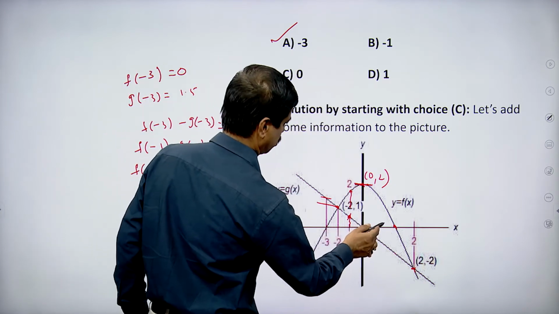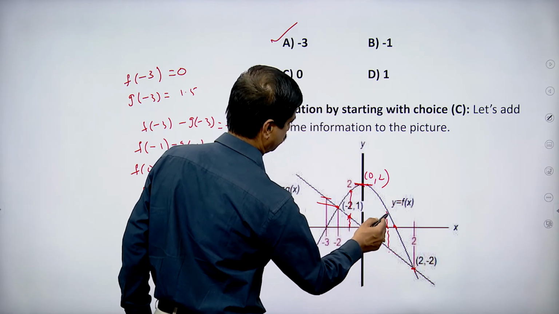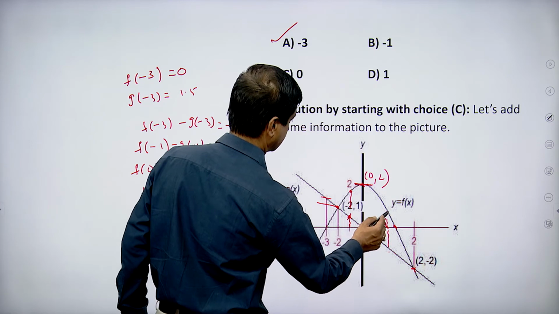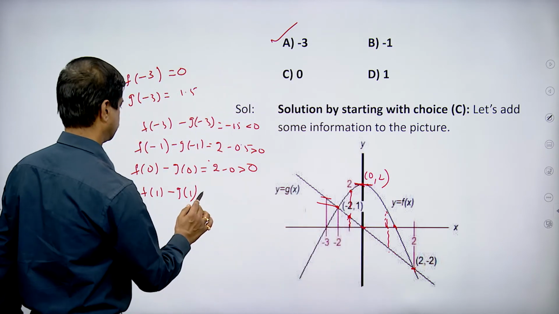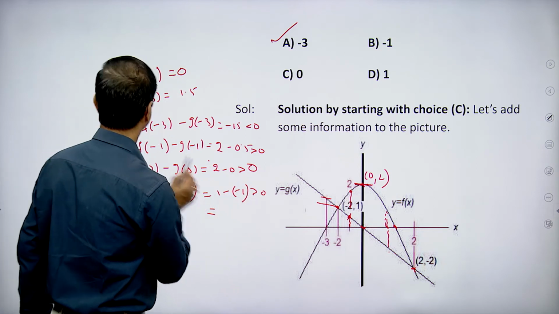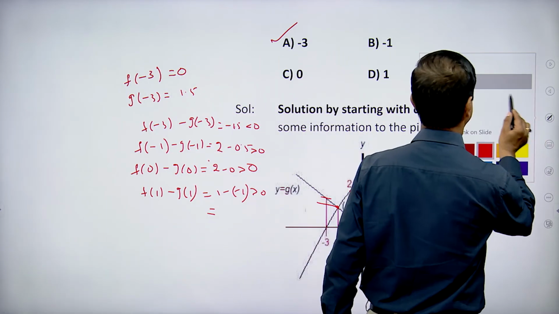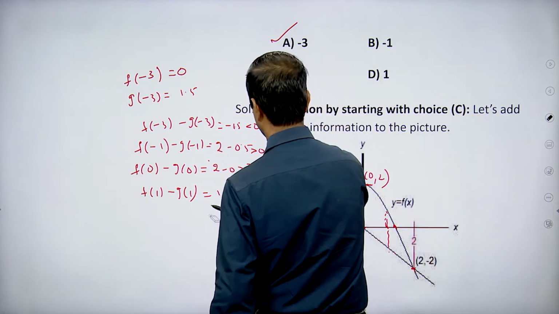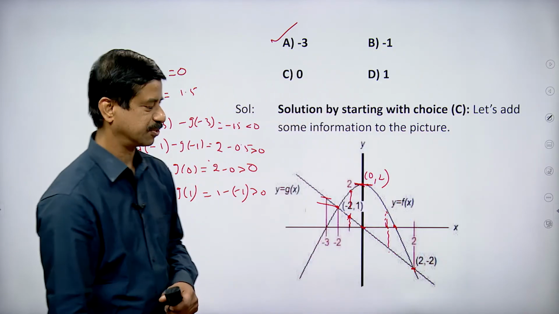approximately, children. I am not sure whether it is exactly that, but I can take it as something around 1 minus of minus 1 approximately, that is greater than 0. So, therefore, it is clearly only option A. Okay. Note it fast, quick.